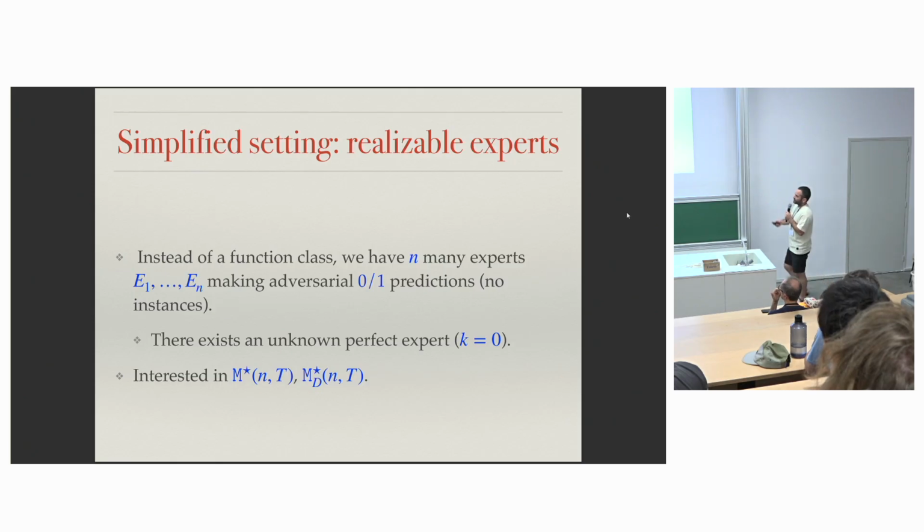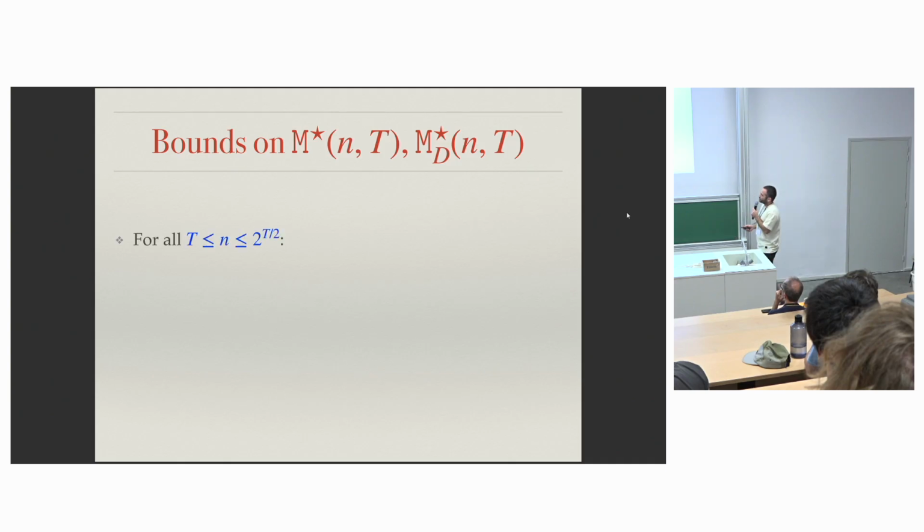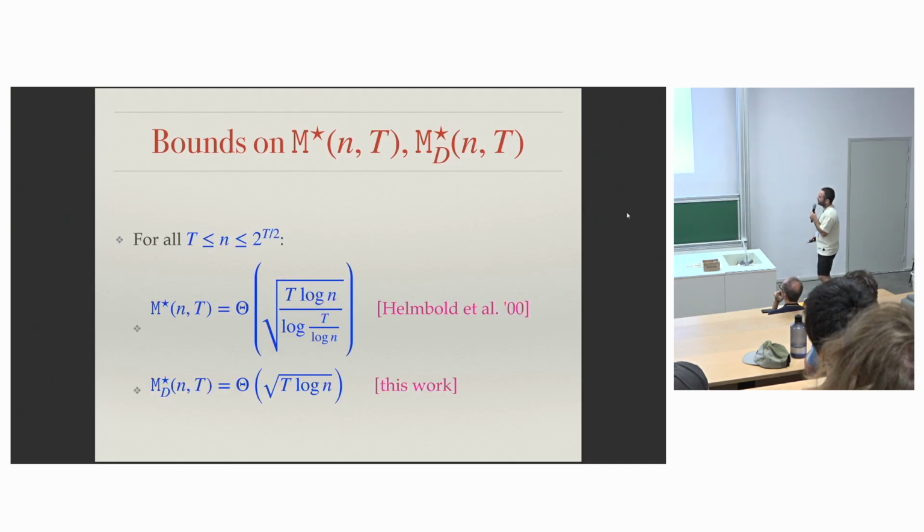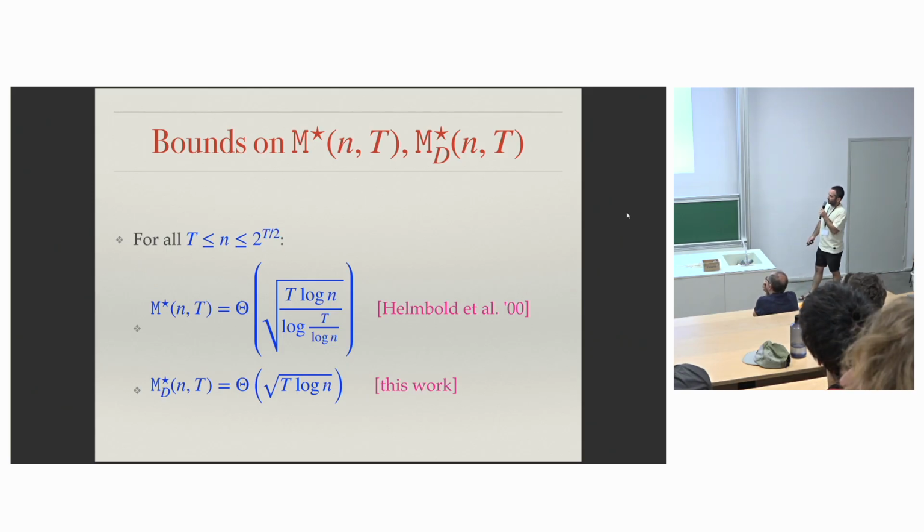In this simplified setting, we can ask for the randomized and deterministic optimal mistake bounds. So what are the mistake bounds we have? From 2000, we have a tight mistake bound of square root T log N over roughly square root log T. And in this work, we show a tight mistake bound of square root T log N. So there's again this gap between randomized and deterministic.